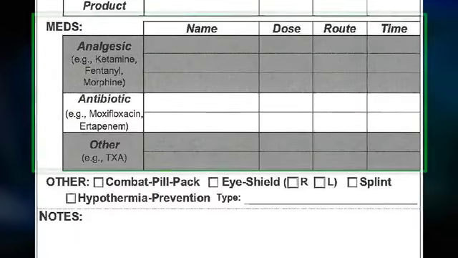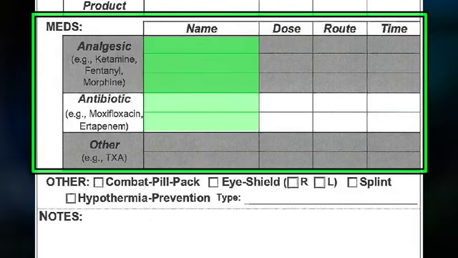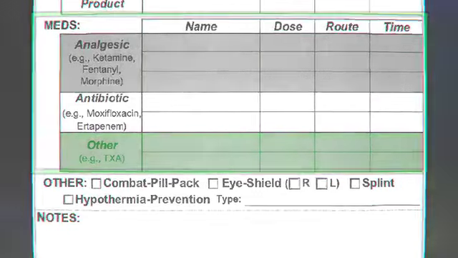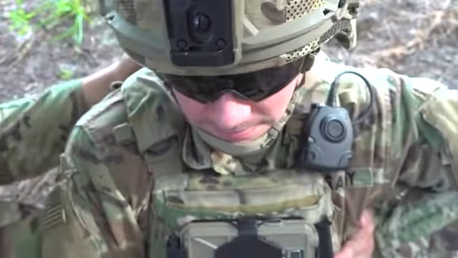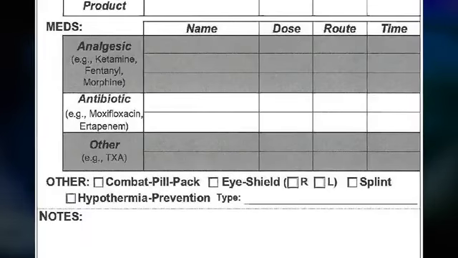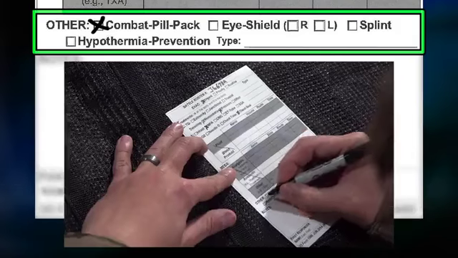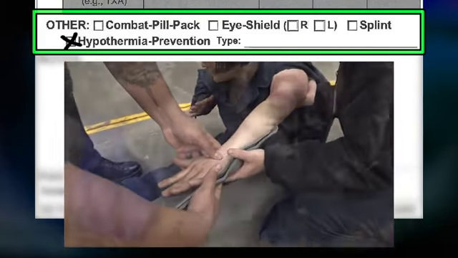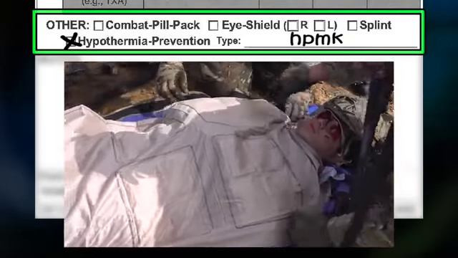The medication section, Med, is for documenting any medications administered and should include the name, dose, route, and time of any analgesics, antibiotics, or other medications. The one exception is self-administration of the combat wound medication package, which is done in the next section. At the bottom of the fluid and medication section, in the Other section, you can document administration of the combat pill pack, placement of an eye shield, and which eye, splinting of a fracture, active and passive hypothermia prevention measures, with the type of device used, or any other treatment rendered.